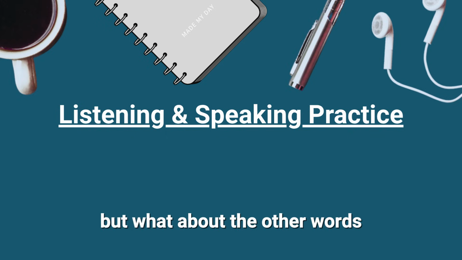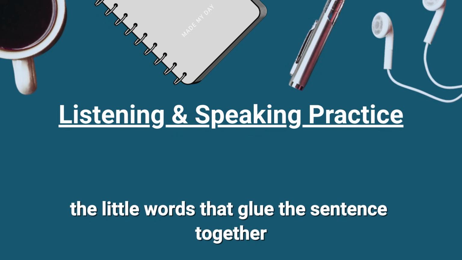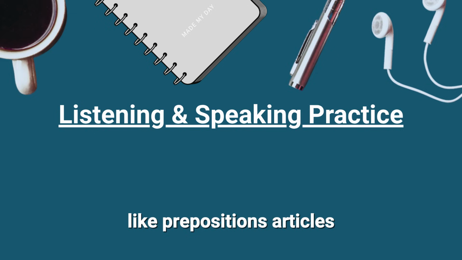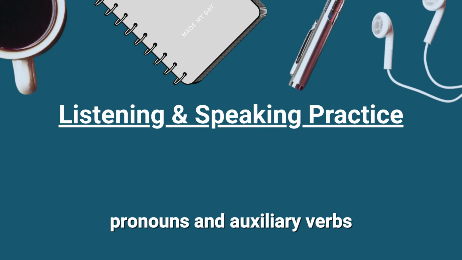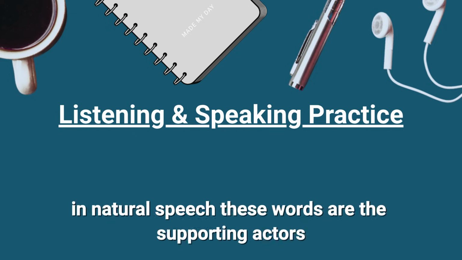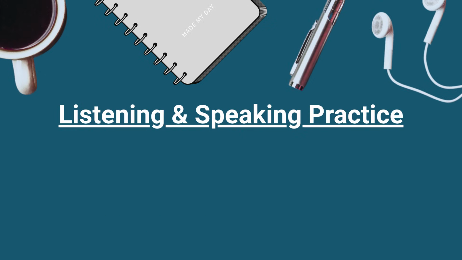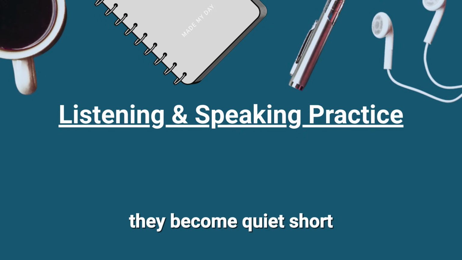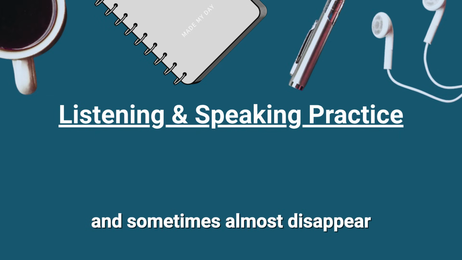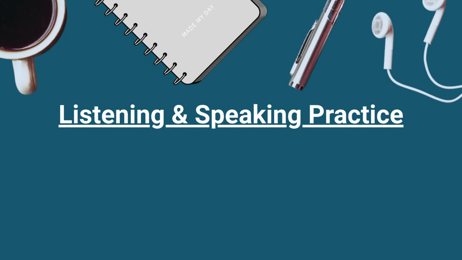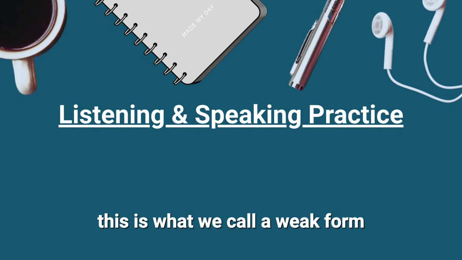But what about the other words? The little words that glue the sentence together, like prepositions, articles, pronouns, and auxiliary verbs. In natural speech, these words are the supporting actors, and they often take a back seat. They become quiet, short, and sometimes almost disappear. This is what we call a weak form.